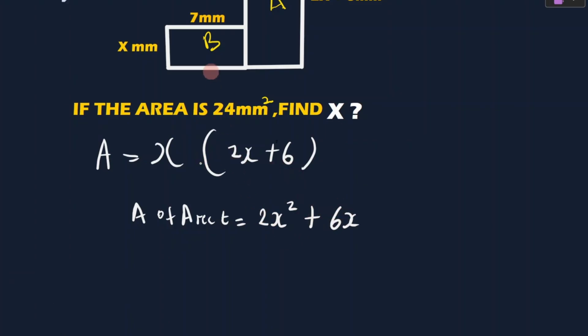Next, we find the area of rectangle B. The area of rectangle B is equal to the length here, which is 7, multiplied by s, which gives us 7s. And we are told that the total area for this compound shape is 24 millimeters squared. So if we add the area of rectangle A and the area of rectangle B, it will give us 24 millimeters squared. So let's add.